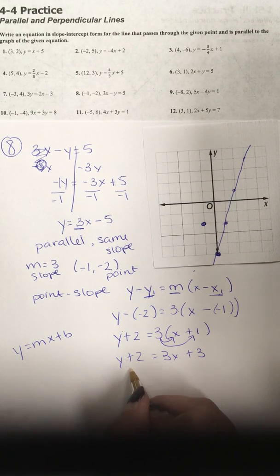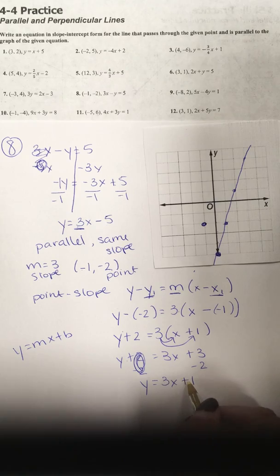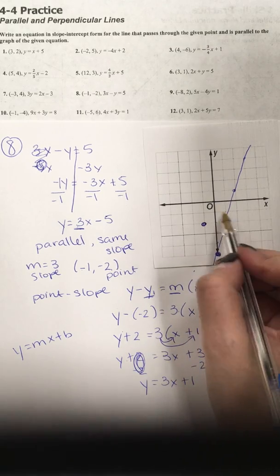I need my y all alone, so I'll move my 2 over. To do that, I'll subtract 2 from this side, zeroing this out, and subtract 2 from this side so it stays even. And I'll get y equals 3x plus 1. And so that's the equation of the line that is parallel to this one. And we can graph it.